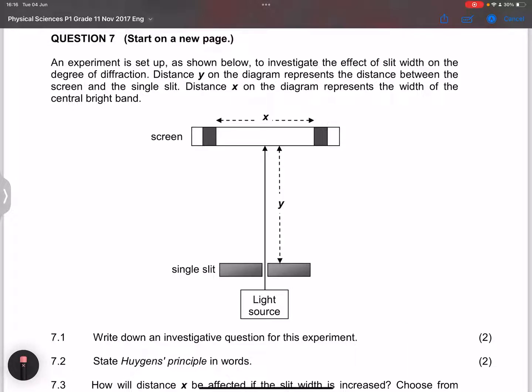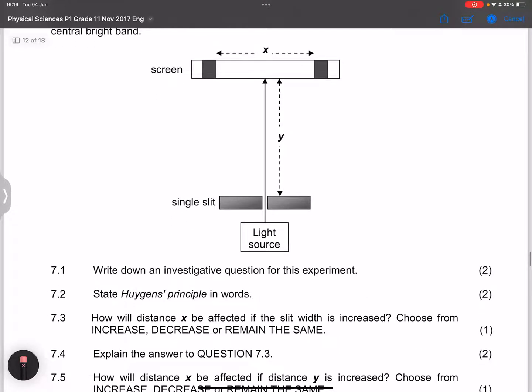Now they say to us we must state Huygens' principle. So please remember, Huygens' principle simply says every point of a wavefront serves as a point source of a secondary wave that moves forward with the same speed as the wave. It is one of those principles that we must know. Okay, so let's go to the next question.